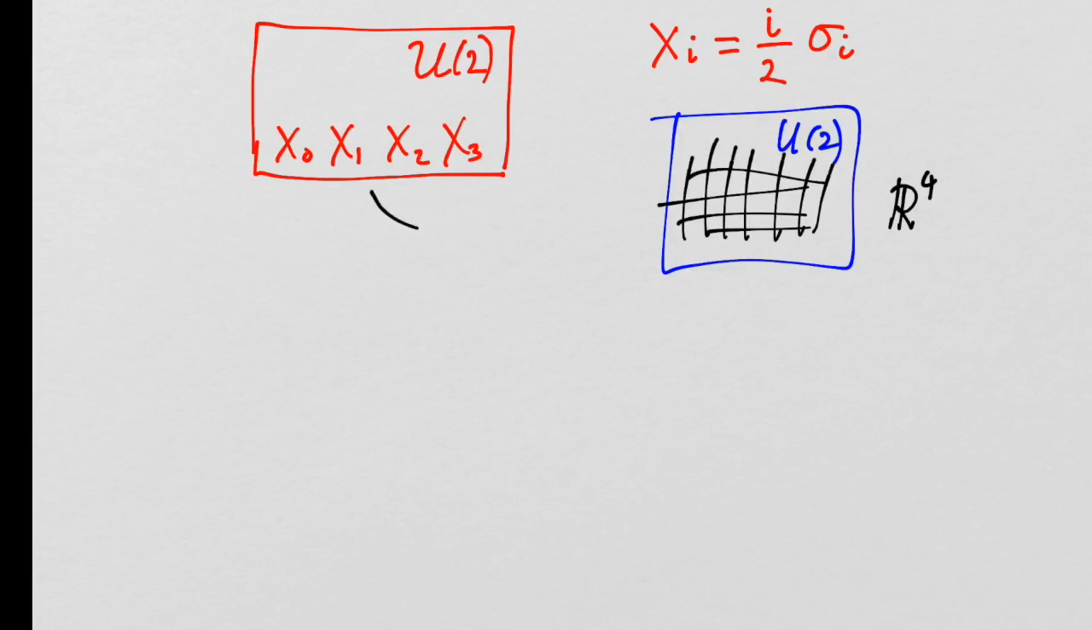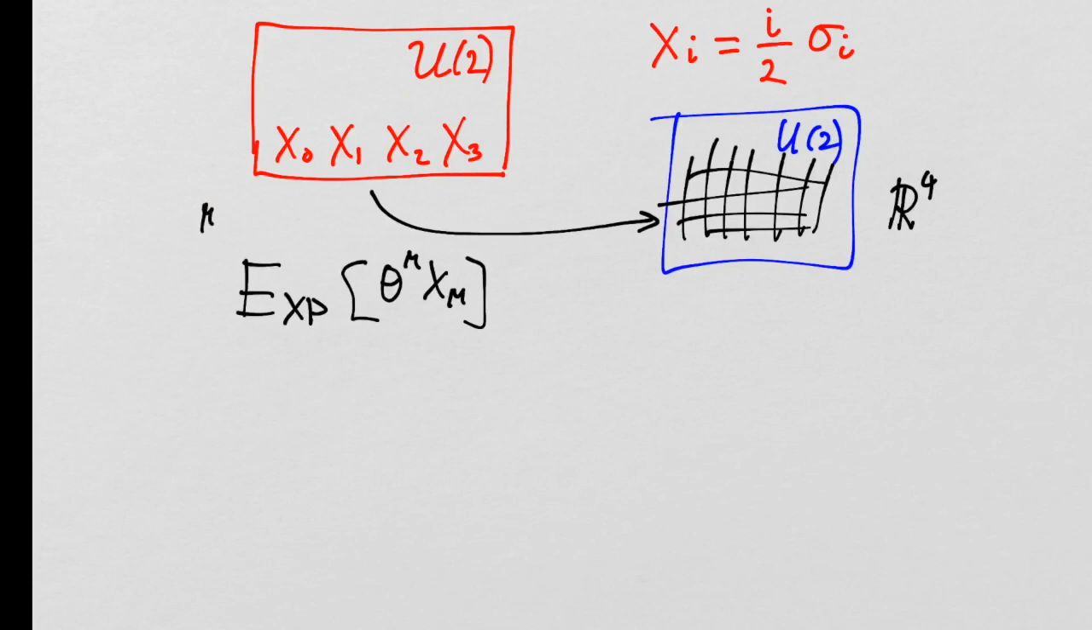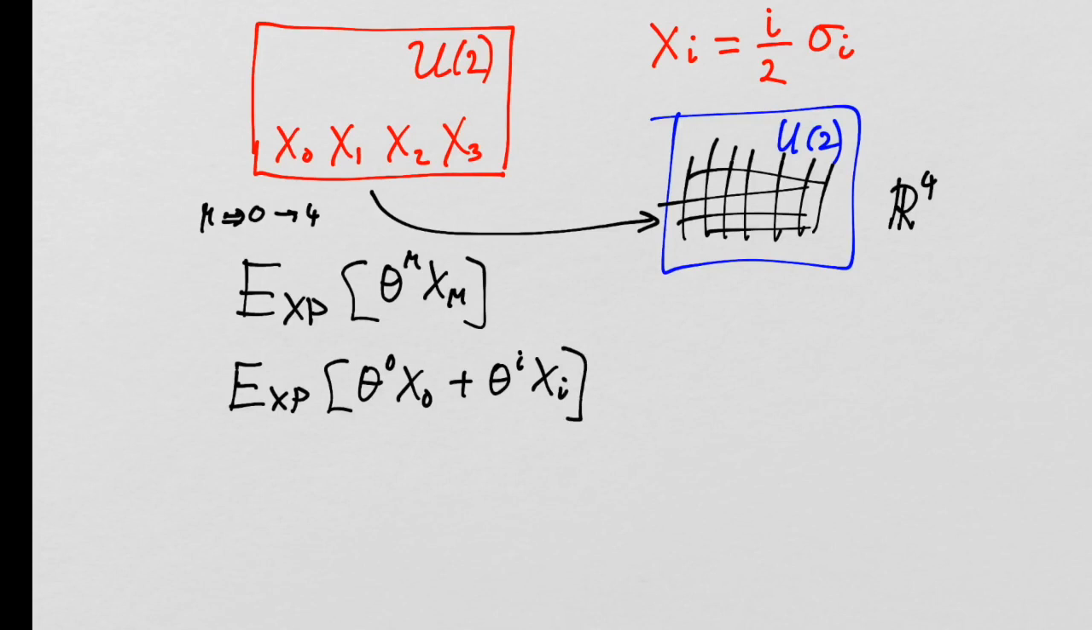So that means the map from an arbitrary member of the algebra into a member of the group is given by the exponential of theta mu x mu, where mu runs from 0 to 3, right? But the point of this is that it can be written as the exponential of theta 0 x 0 plus theta i x i. Now understand that this is a matrix and this is a matrix, and x0 is defined through this.